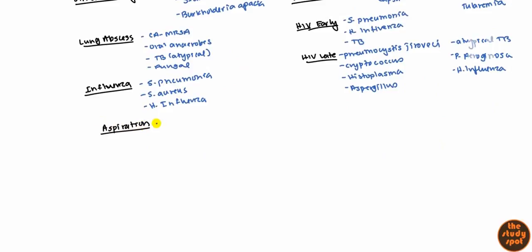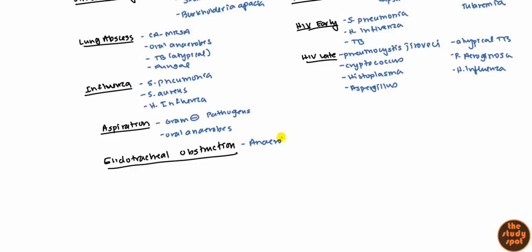Aspiration. So we know that aspiration is when someone vomits and then inhales their vomit through the trachea. This would be very common with gram-negative pathogens and oral anaerobes. So that's what you want to keep in mind there. Now, patients with endotracheal obstruction, you would be expecting some type of anaerobe. Again, strep pneumonia, which is common in most groups, H influenza, and even staph aureus. So you can see strep pneumonia is a very common trend here.